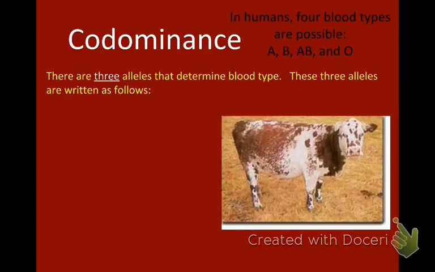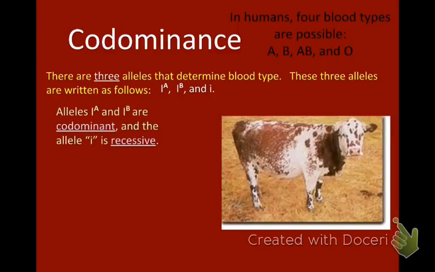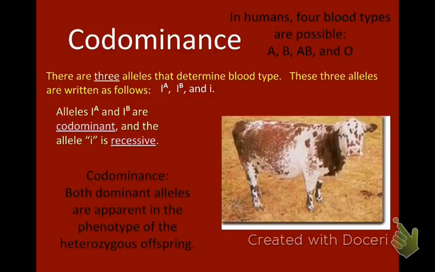So there are 3 different alleles that determine blood type. And these 3 alleles are written as IA, IB, and i. So alleles A and B are codominant, and allele i is recessive. So in codominance, both dominant alleles are apparent in the phenotype of the heterozygous offspring.